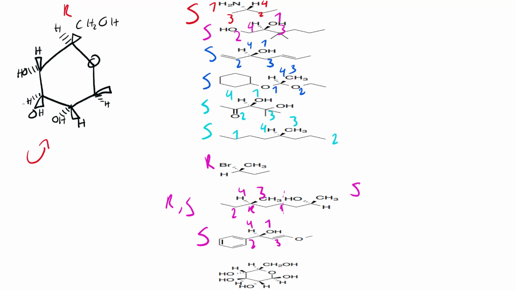So that's an S configuration. However, you have to notice that your hydrogen is in the front, right? So again, this is a 1, 2, 3, 4. So 1, 2, 3. S configuration, but your hydrogen is in the front, so you're going to have to reverse what you did. It's going to be an R configuration.